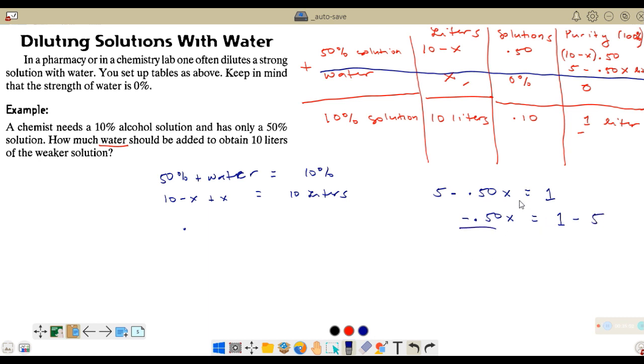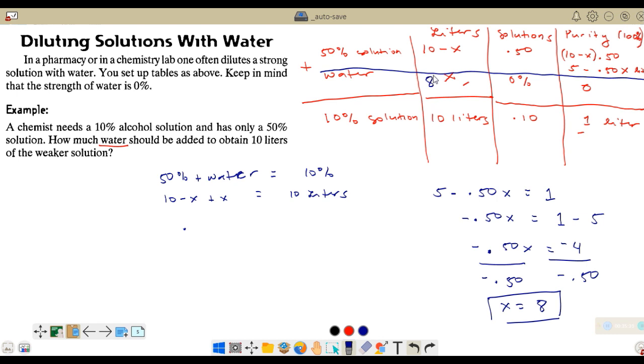Divide natin siya, hindi pa pala, excited. So, 0.50x, syempre negative siya, is equal to 4. Divide both sides by negative 0.50. Ayan. We are going to end up with x is equal to 8. So, the amount of water na kailangan mo pala ay 8, and then kailangan mo ng 2 liters of 50% solution, so that you will arrive with a 10% solution with 1 liter of pure alcohol.